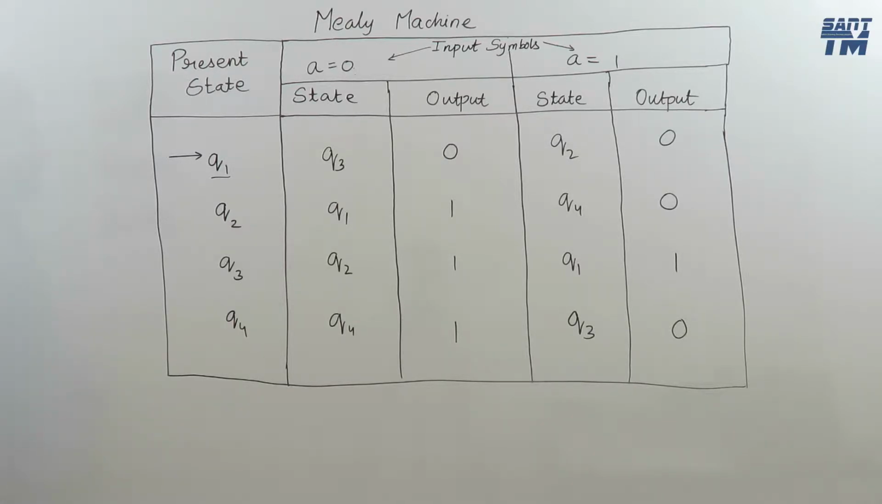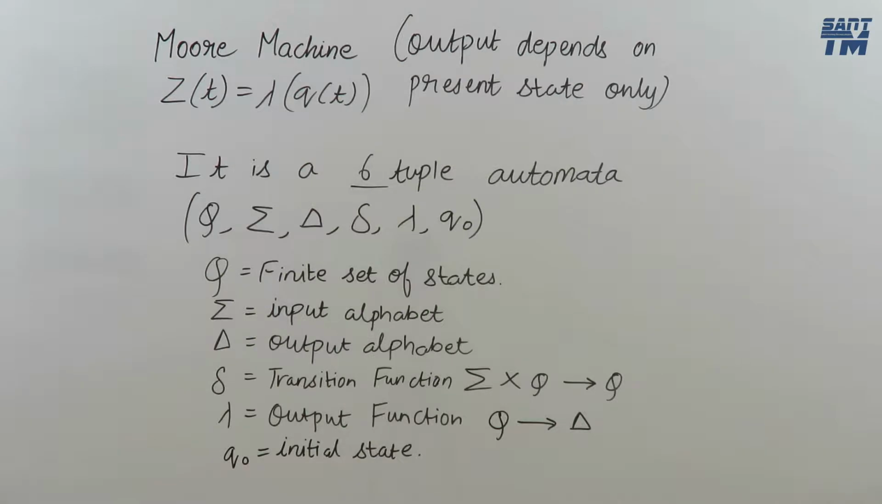Now first let's consider the analytical definition of a Moore machine and see its transition table also. Now let's discuss the definition of a Moore machine.